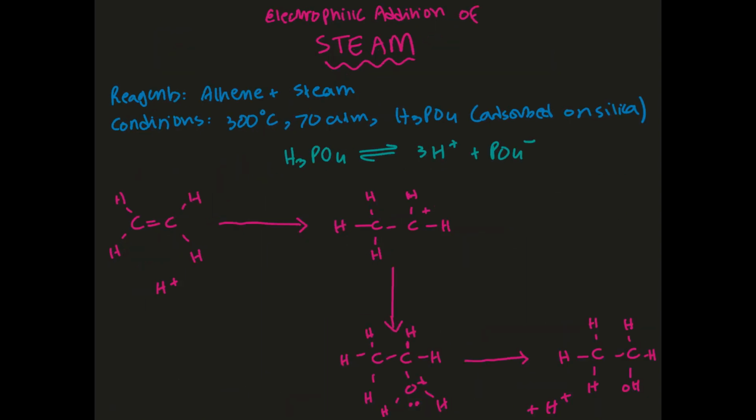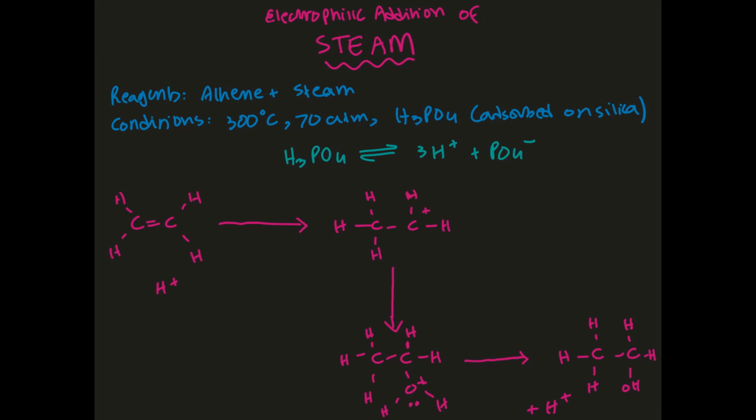Now we're going to be talking about the electrophilic addition of steam, which is our last electrophilic addition reaction. For this, our reagents are going to be an alkene and steam, and the conditions are that it's going to take place at 300 degrees Celsius at 70 atm. And phosphoric acid is going to be the catalyst, and it's going to be adsorbed on silica. In this case, the first thing that's going to happen is that this acid is going to dissociate into an H+ ion and a phosphate ion.